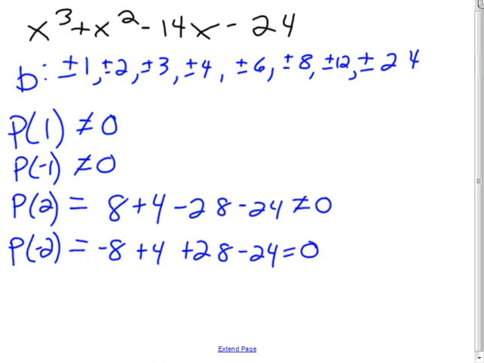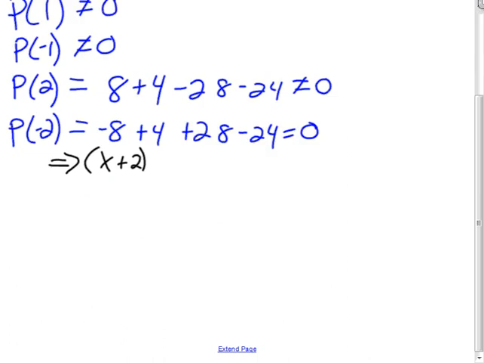The better you are at math in your head, the quicker these are going to go. Okay, just trying to figure out some common sense pieces with them. So I found a 0. Therefore, I know my factor is x plus 2. So x plus 2 is my factor in this polynomial. Now I've got to figure out what's left over. I'm going to do either synthetic or long division, your choice.